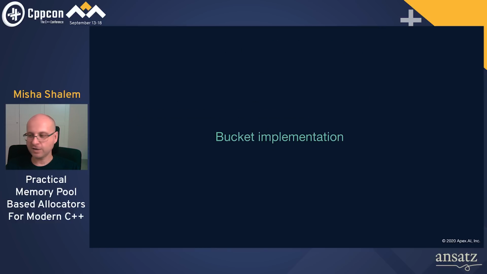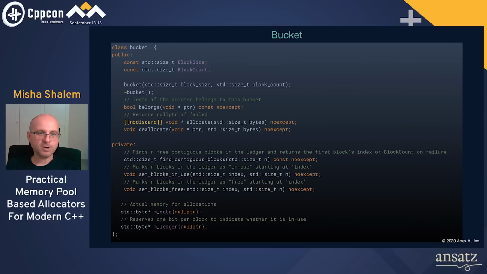Now, let's take a look at the bucket implementation. Our bucket is going to be something like this, and an interesting thing here is the two pointers. We have a pointer to data, which is the memory area itself from which we are going to allocate our blocks. And we have this ledger, and the ledger is just a bookkeeping mechanism which uses 1 bit per block to indicate whether it is in use. So for example, if we allocate the block with index 5 inside this data array, we are going to set bit 5 in the ledger to 1, and if we deallocate it, we're going to set it to 0.